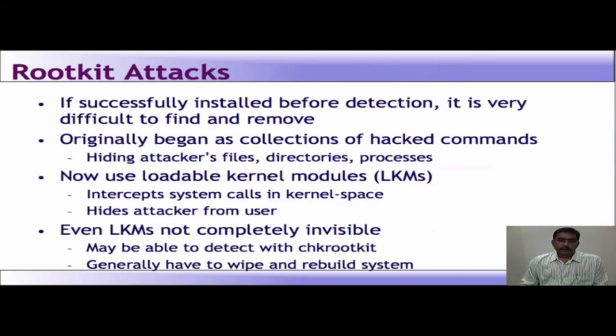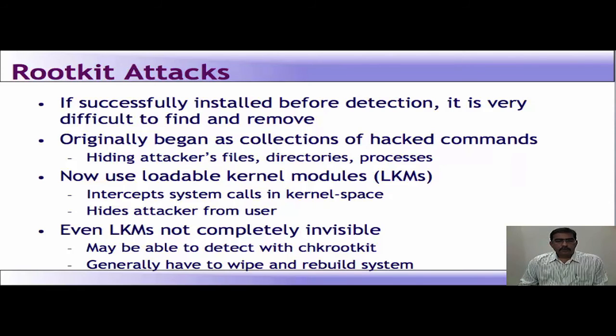Then comes the rootkit attacks. This is a kind of attack which allows an attacker to cover his or her tracks, typically after a root compromise. So once you get root, then you try to erase your tracks from the system. So it allows the attacker to cover his or her tracks, which occurs after a root compromise.